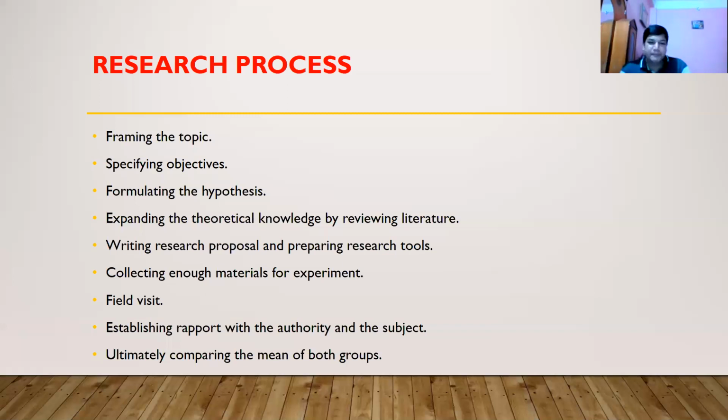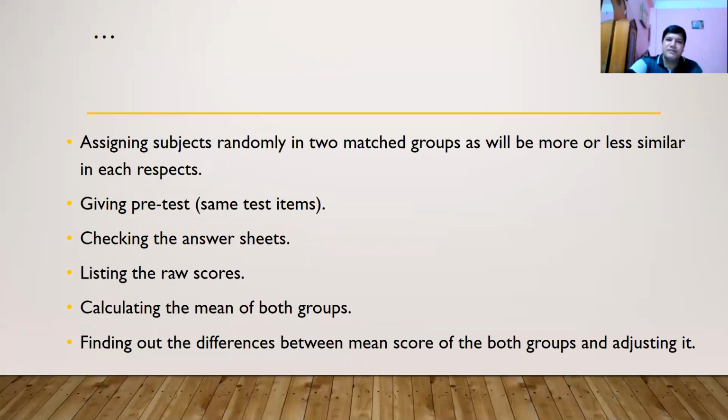We have to establish rapport with the authority and subjects. This is an ethical concern, an ethical aspect of research. We have to compare the means of both groups after conducting the experiment. So we have to assign subjects randomly into matched groups, as similar as possible in all respects. It means we have to select the participants and keep them in two groups. As I told you in the previous session, those two groups will be the control group and the experimental group.